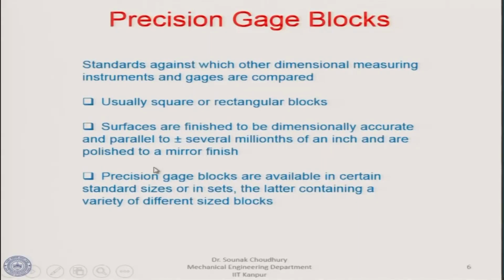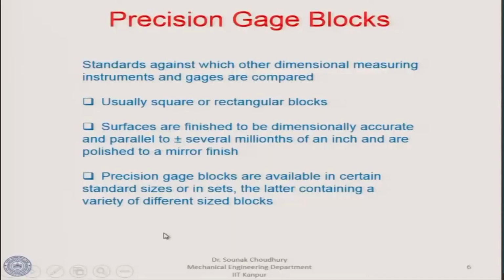Usually they are square or rectangular blocks. Precision gauge blocks are available in certain standard sizes or in sets, the latter containing a variety of different size blocks. When there is a set, they are in a box, with various gauges of different thicknesses. On each of these blocks it is written what its thickness is, so that particular block can be used for measuring or comparing the thickness.